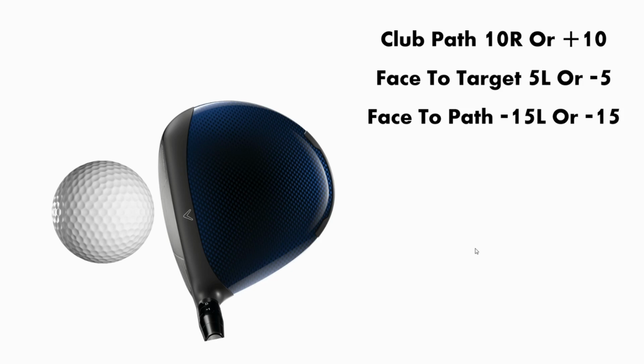Its start line is still going right, and that is dictated from our club path. But the spin is towards the left because the face is closed. So this one is going to be a draw shot shape. It's going to start a little bit right of target, and it's going to draw back to center.